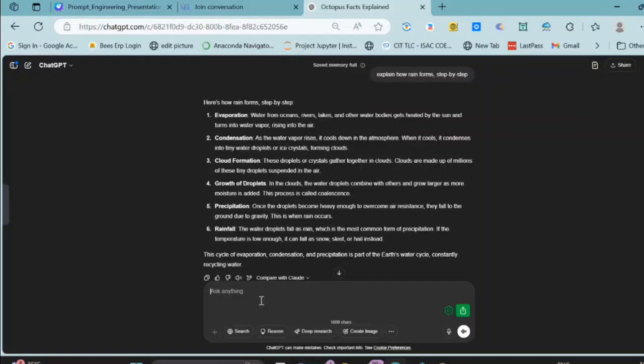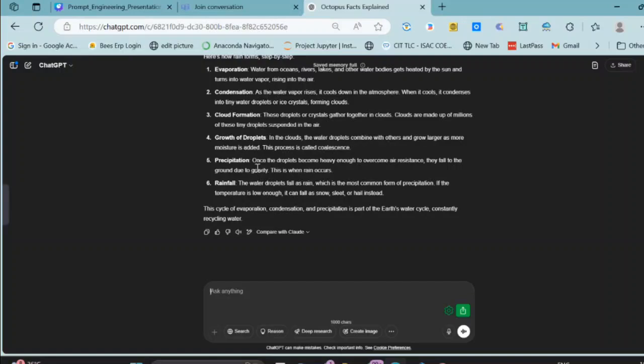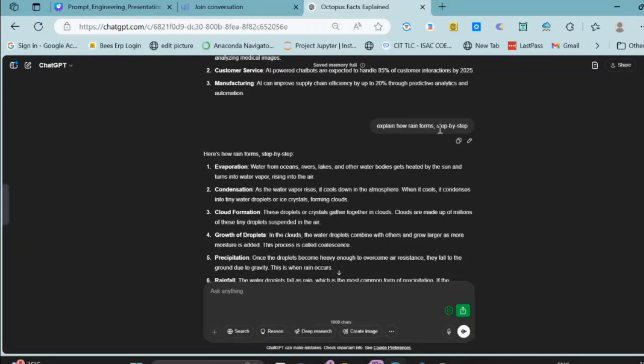Second, condensation. As the water vapor rises, it cools down in the atmosphere. When it cools, it condenses into tiny water droplets or ice crystals. Next, cloud formation. It will form clouds, then it will drop rain, precipitation and everything. This is the step by step process. So we just need to mention step by step. It's enough. It's the technique.